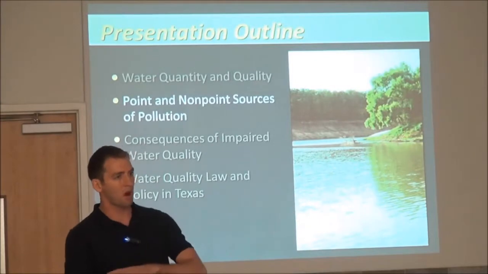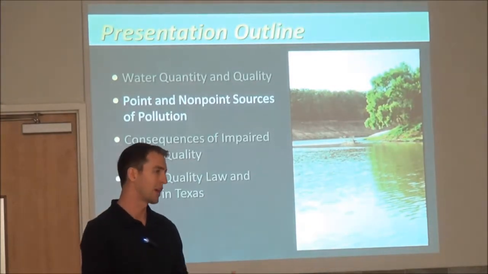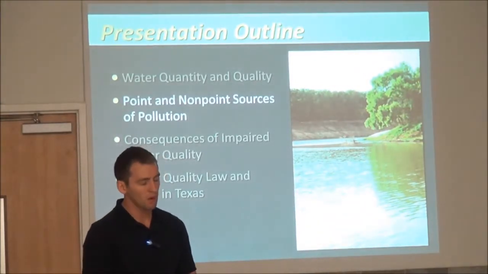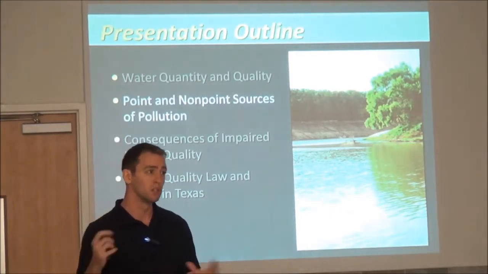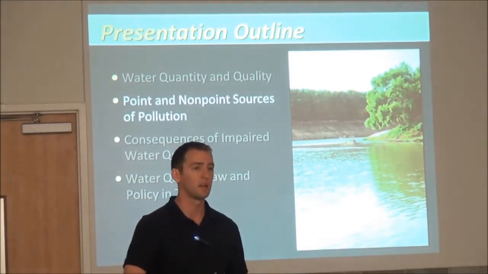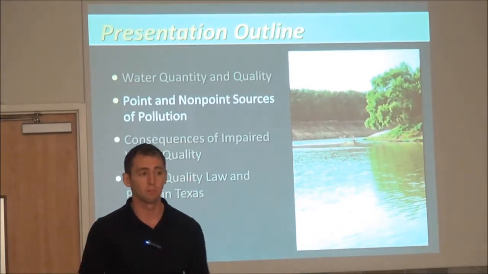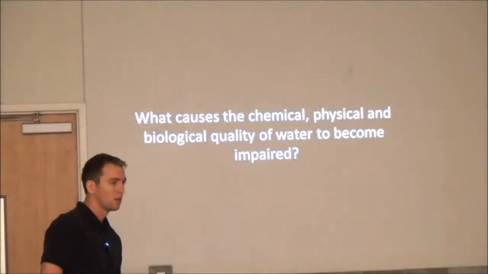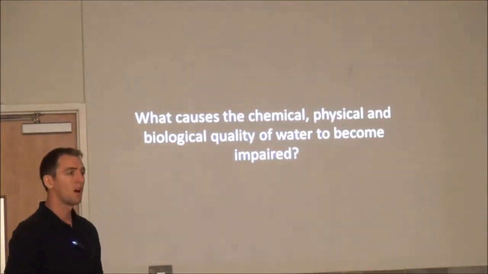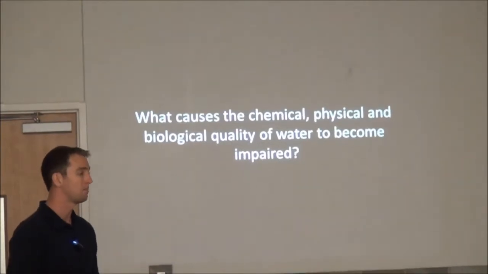So that was a very broad overview of water quality and the parameters we look at to measure water quality. We're going to move on and talk about some sources of pollution that can contribute to elevated levels of some of those parameters or poor water quality. So if you had to put one word to it, what would cause those chemical, physical, and biological parameters to become impaired?